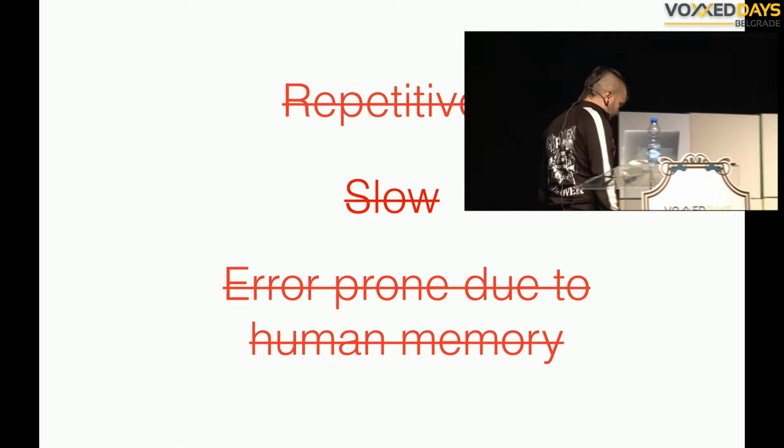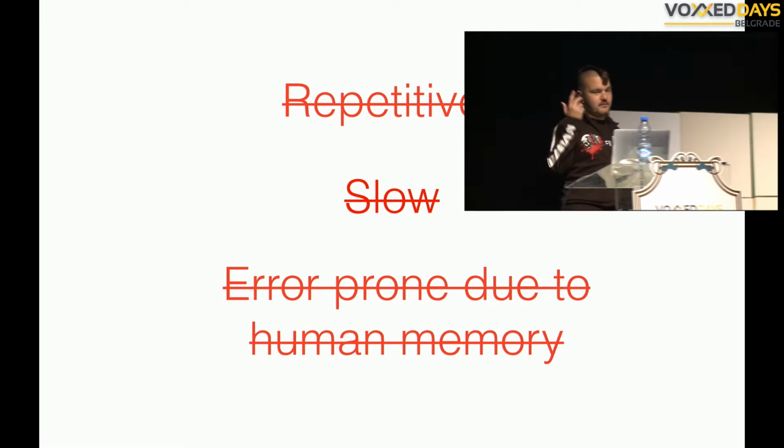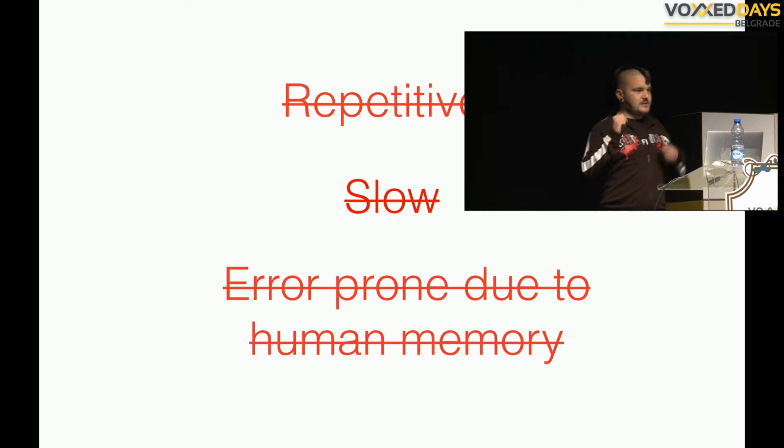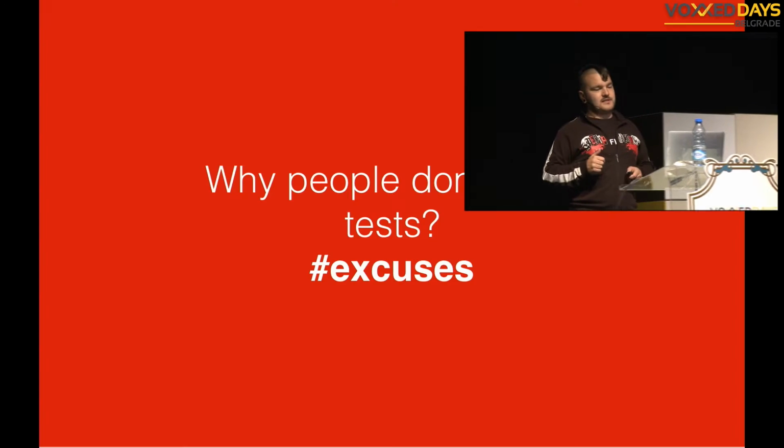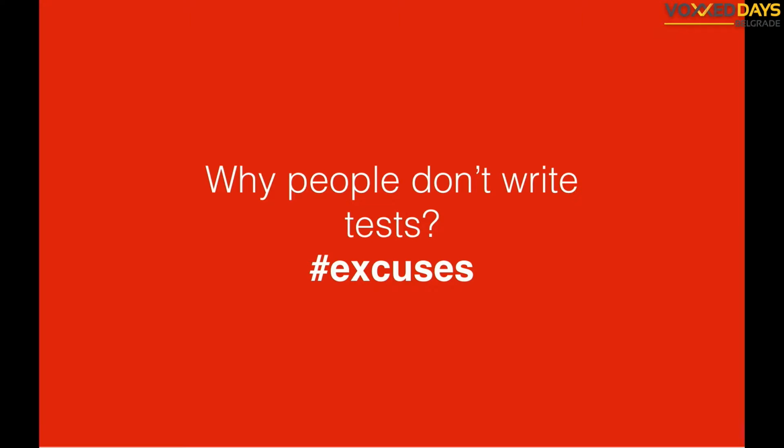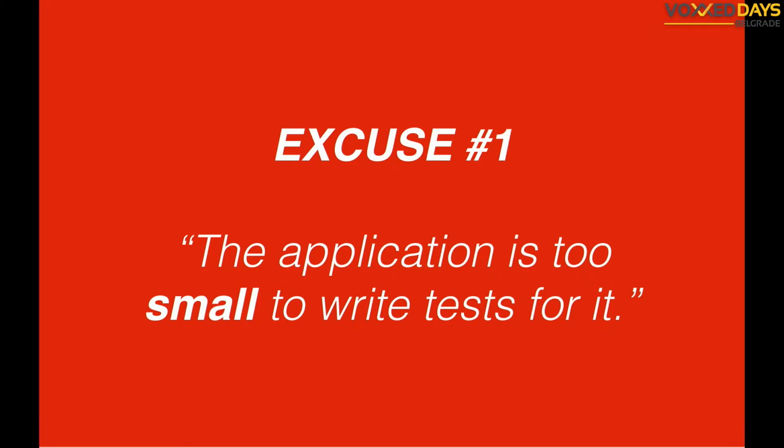So if automated testing is so way better than manual testing, why do some people still do manual tests? I've aggregated a couple of excuses I've heard over the years, so let's go through them. Excuse number 1 that I've heard, and I actually said myself a couple of years ago, is the application is too small to write tests for it.